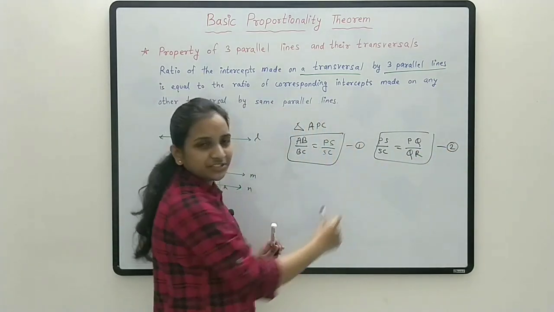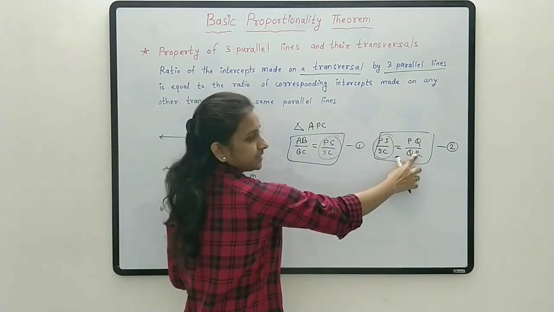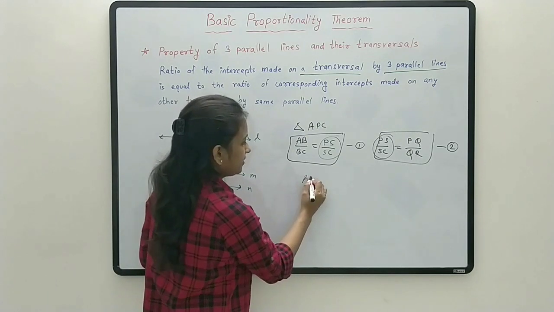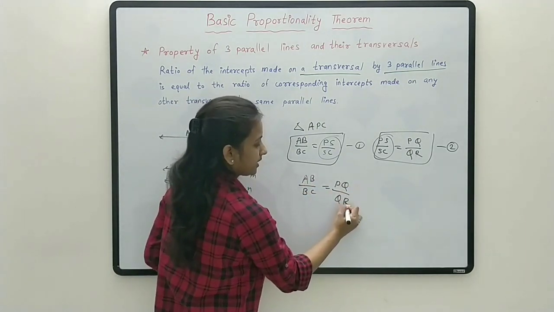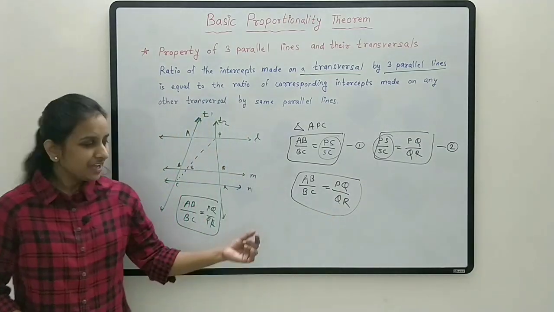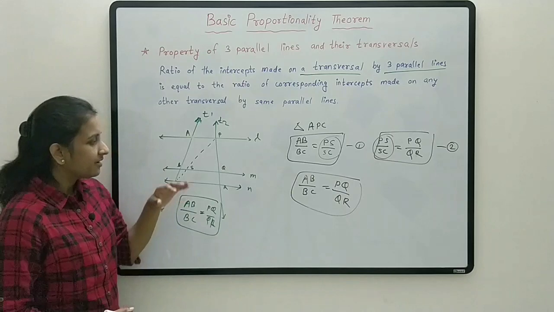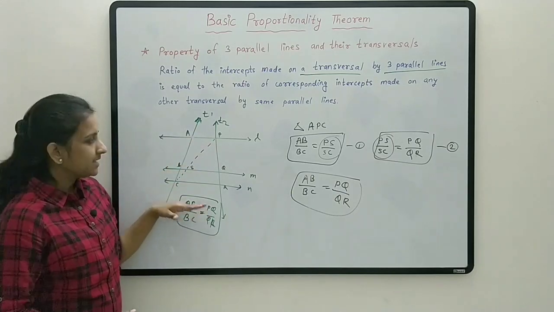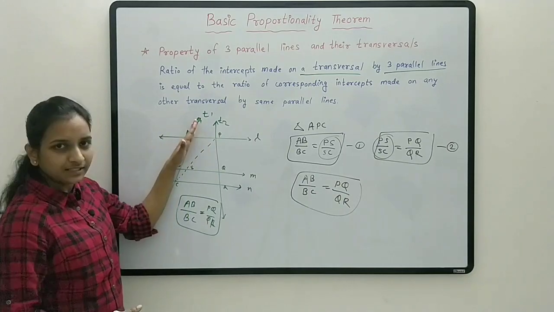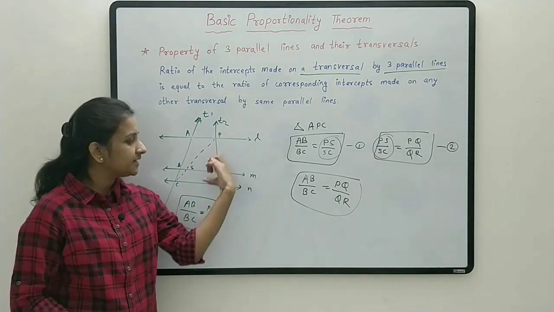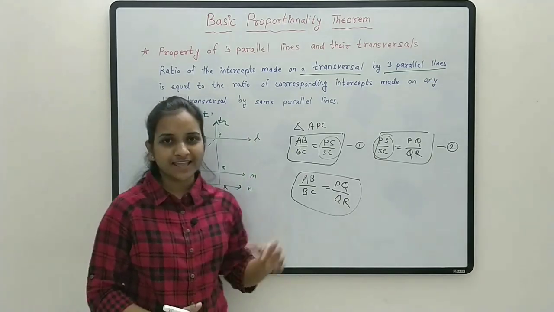Right? Now from this 1 and 2 we can say this is equal. So this and this are equal. AB upon BC is equal to PQ upon QR. Okay, got it? We have proved this. So what does this property say? When there are three parallel lines, then the ratio of the intercepts made on one transversal is equal to the ratio of the intercepts made on another transversal by these parallel lines.